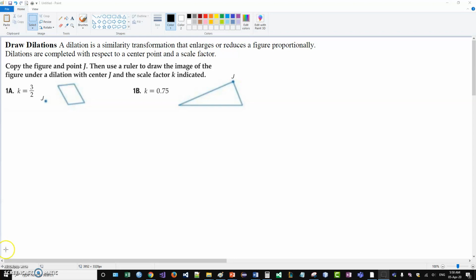Okay, now let's do some examples. First of all, when you do a dilation, you need a figure, you need a scale factor, and you need a center. So for example, exercise 1a: copy the figure and point J, then use a ruler to draw the image of the figure under a dilation with center J and the scale factor K. Let's do this.